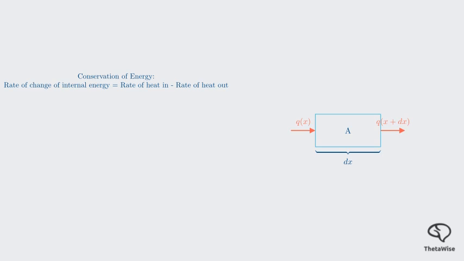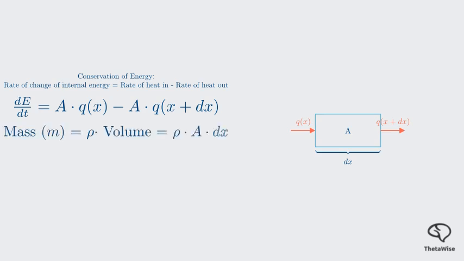First, let's apply the conservation of energy. The rate of change of internal energy in this slice is equal to the rate of heat flowing in minus the rate of heat flowing out. The rate of heat flow is the heat flux, q, times the cross-sectional area, A. So, the rate of change of energy is A times the heat flux at x minus A times the heat flux at x plus dx. Now, let's use our other expression for the rate of change of energy, C times mass times dT/dt. The mass of our slice is its density, rho, times its volume, which is A times dx. So we have rho times C times A times dx times dT/dt.